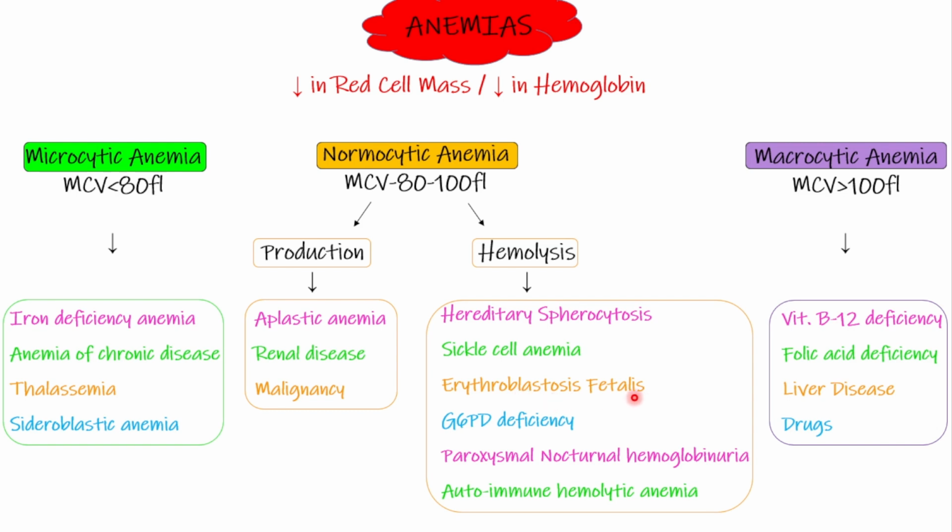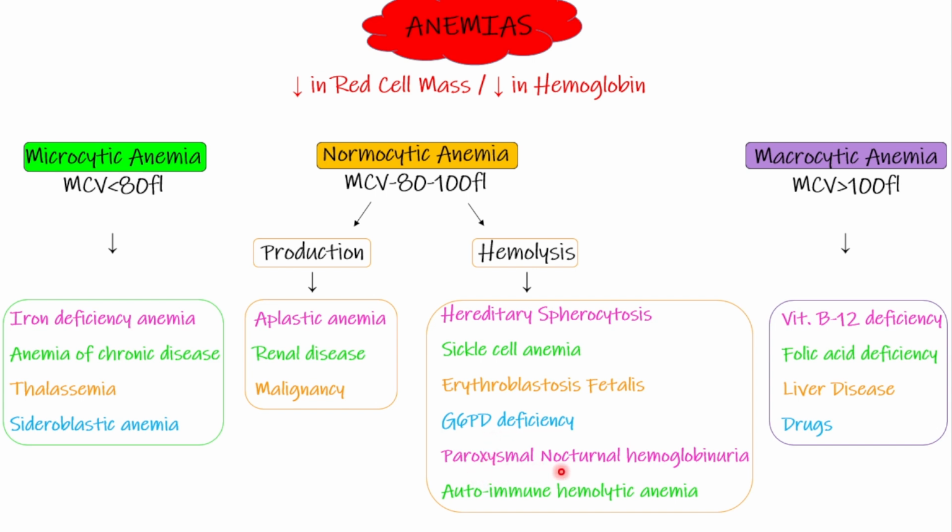Now we'll discuss erythroblastosis fetalis just a few chapters after this. In erythroblastosis fetalis, there is hemolysis in the baby. We'll discuss in detail afterwards. Then we have G6PD deficiency. Whenever there is G6PD deficiency, this also leads to anemia. Now, G6PD protects the red blood cells from oxidative stress. So whenever there is G6PD deficiency, the red blood cells are more prone to hemolysis, giving rise to normocytic anemia.